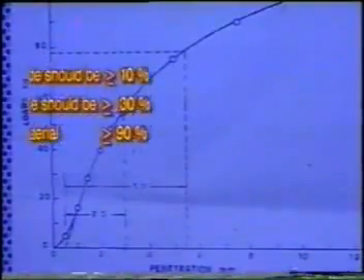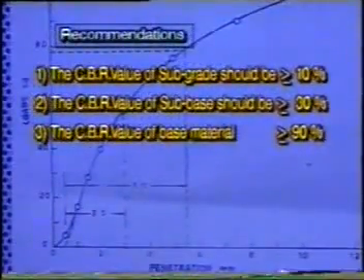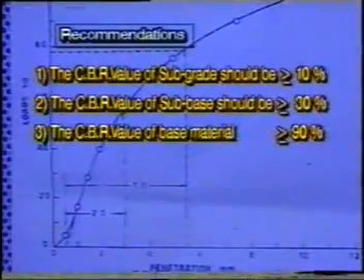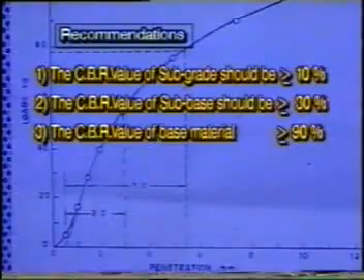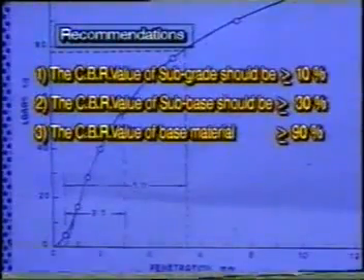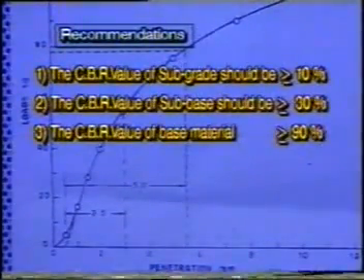Recommendations: CBR value for subgrade material should be greater than or equal to 10%. CBR value for sub-base material should be greater than or equal to 30%. CBR value for base material should be greater than or equal to 90%.